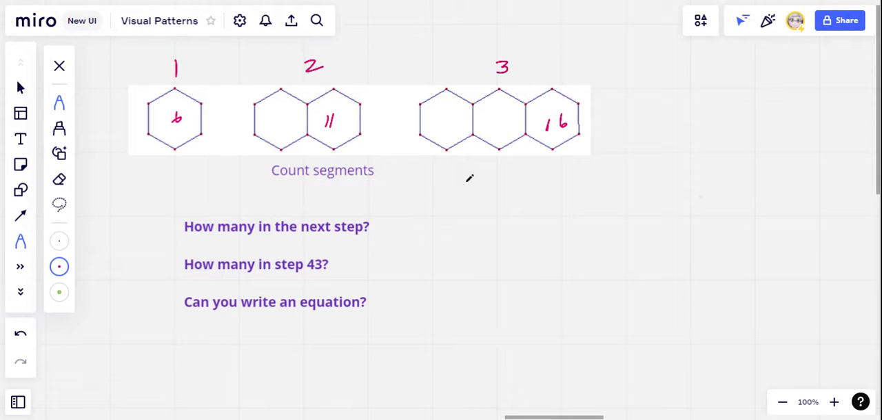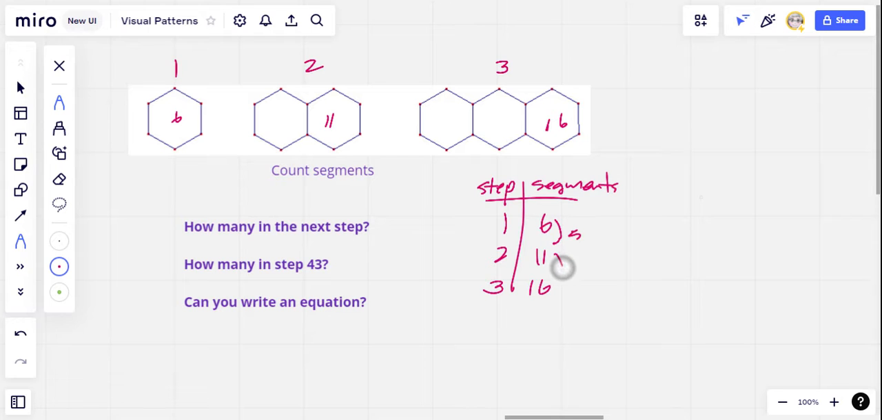So when you're not sure exactly what's going on, a useful thing to do is to make a chart and look at the difference between each step. So I'm going to do that. We got step numbers and then segments. In step number 1, I have 6 segments. In step number 2, I have 11. And in step number 3, I have 16. So let's look at the difference between each one. 11 minus 6 is 5, and 16 minus 11 is 5. So it looks like we're going up 5 every time.